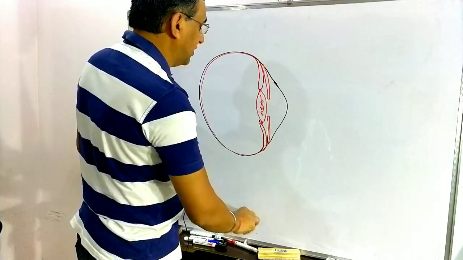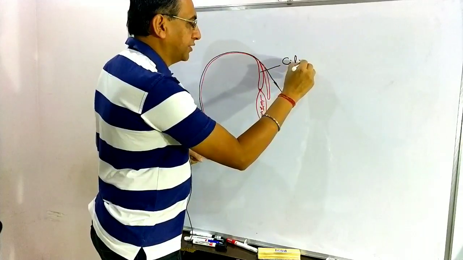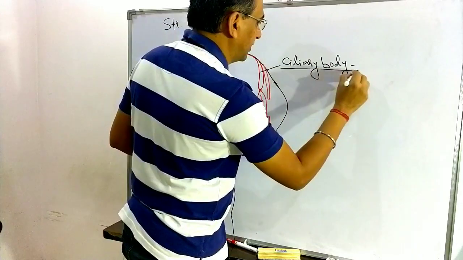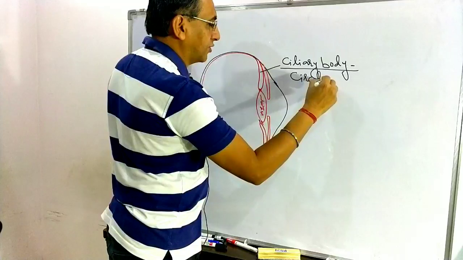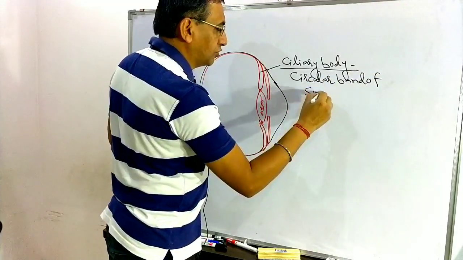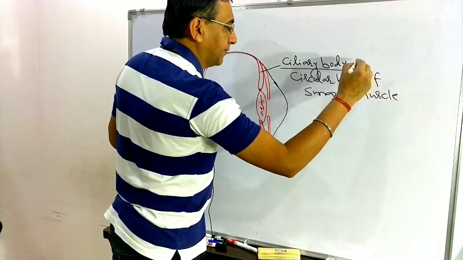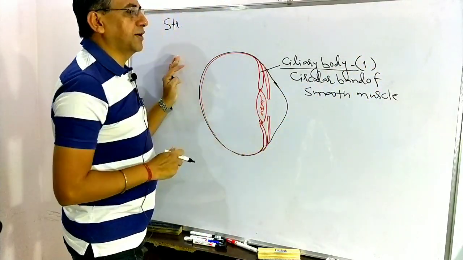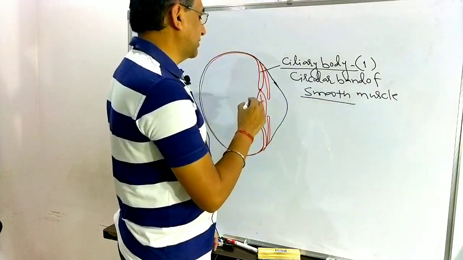Now just see here, first one, that is the ciliary body. I will say all the important points one by one. The ciliary body is a circular band of smooth muscles. The number of ciliary bodies in one eye is one. It means there is a circular band of involuntary muscles or smooth muscles.